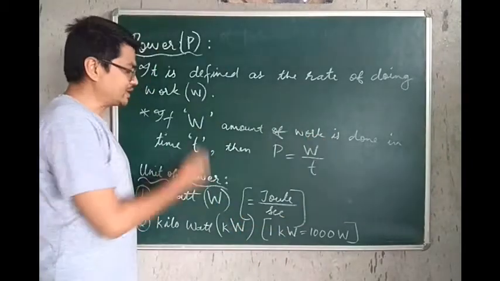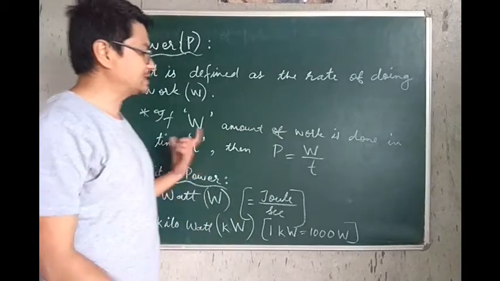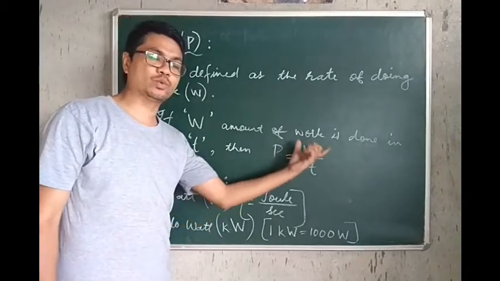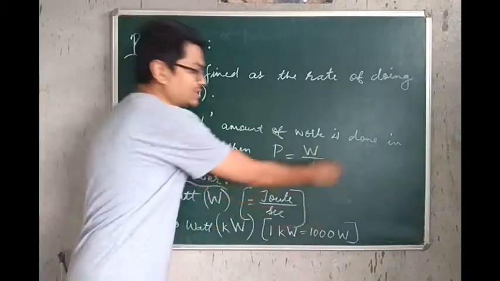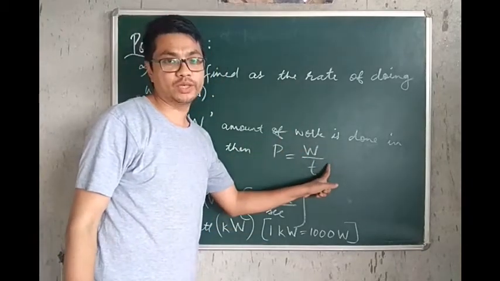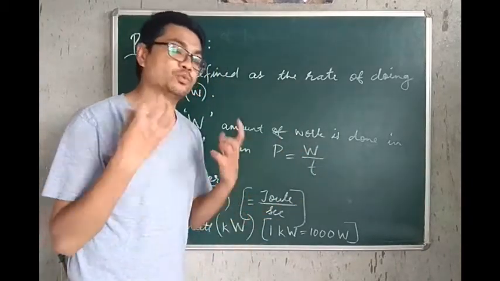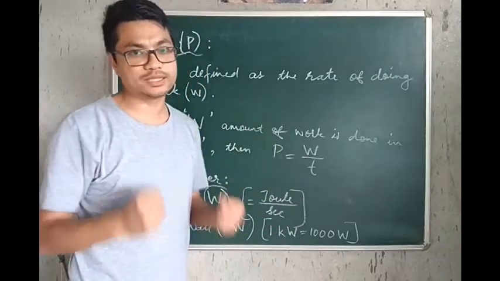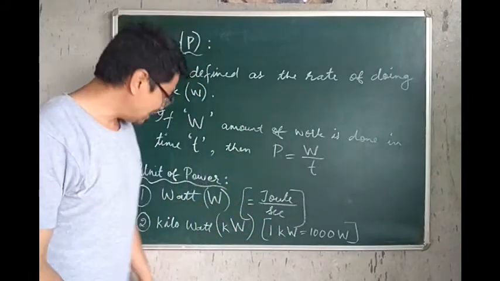That is why we say if W is the amount of work done in time T, then power is work upon time. So work upon time is what is read as rate of doing work. This means how much work you are doing in a certain time. That is what is called power.